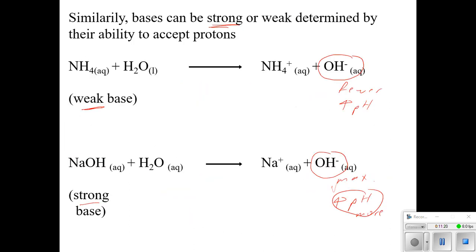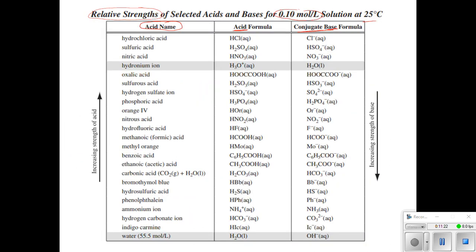So back to the table of acids, acid formulas, and the conjugate bases that go along with them. The nice thing about this table is that this arrow tells you increasing strength of acids. What does that mean? Strong at the top, and as you go down, they get weaker and weaker, weakest at the bottom. This is just a sampling of acids. This isn't all of the acids, but this is all that you will need for Science 30.